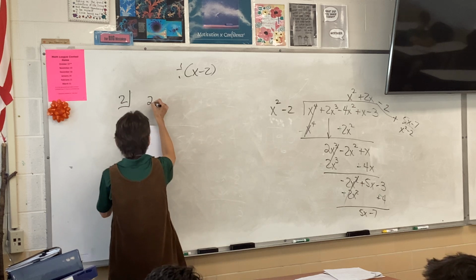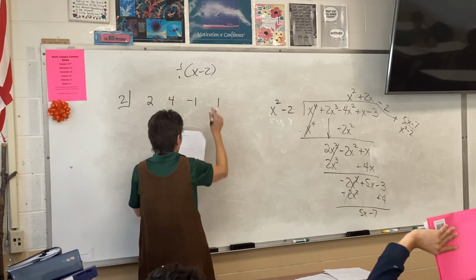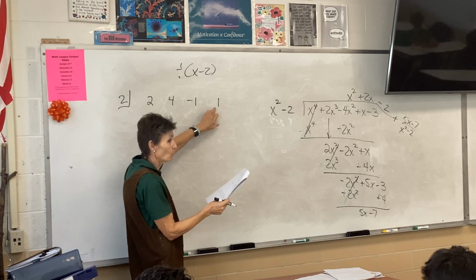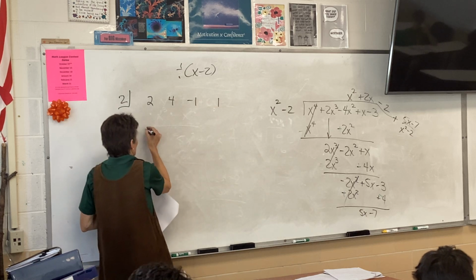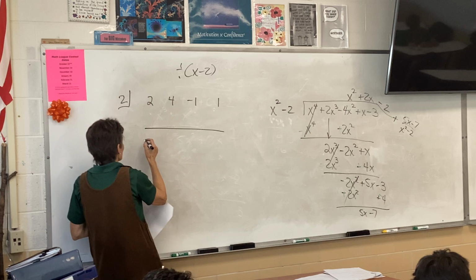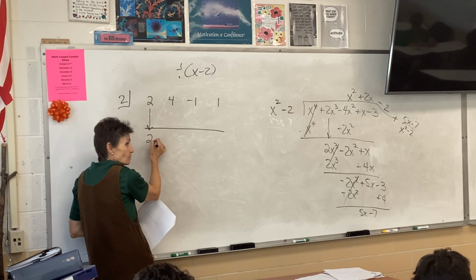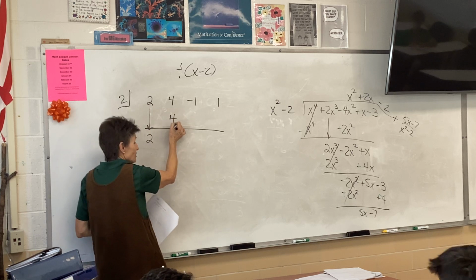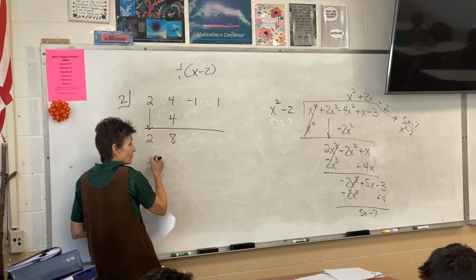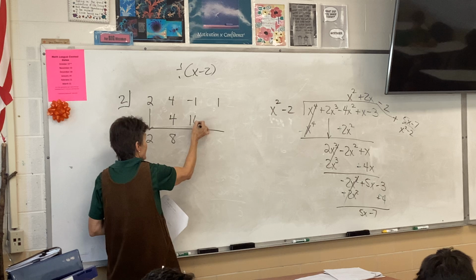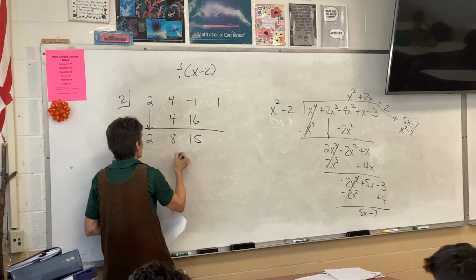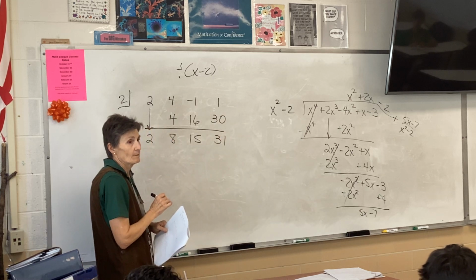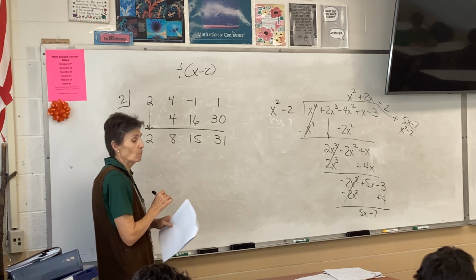Then I write down all of the coefficients of the problem. So I have a 2, a 4, a negative 1, and a 1. I leave some space here, draw a line, and this number comes straight down. Whatever it is, it can be anything. And then 2 times 2, write the answer here, add. 2 times 8, write the answer here, add. 2 times 15, write the answer here, add. Now what in the heck is the answer?